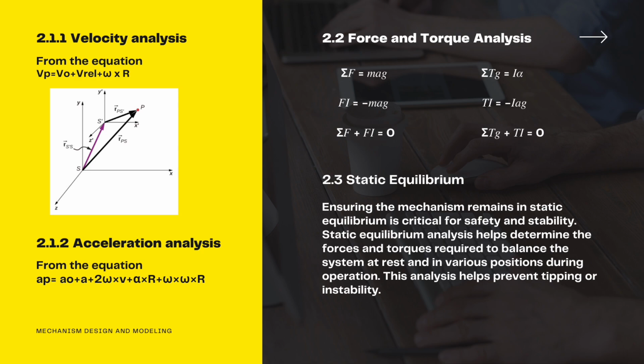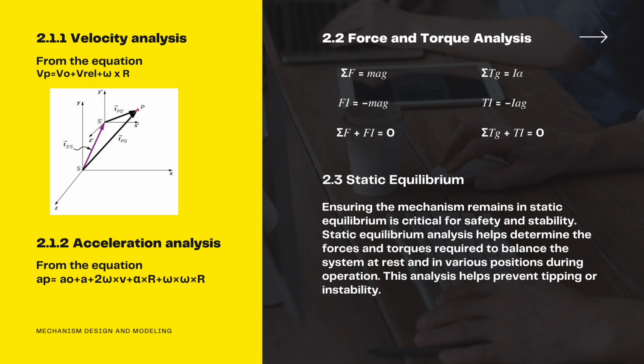First one, velocity analysis. From the equation, we know that Vp is the velocity of point P along the XYZ axis, or the point being observed. VO is the velocity of point O in the XYZ axis, where point O is the observer. V relative is the velocity of the point being observed with respect to the observer point. Omega is the angular velocity of the XYZ axis. R is the distance from point O to point P.